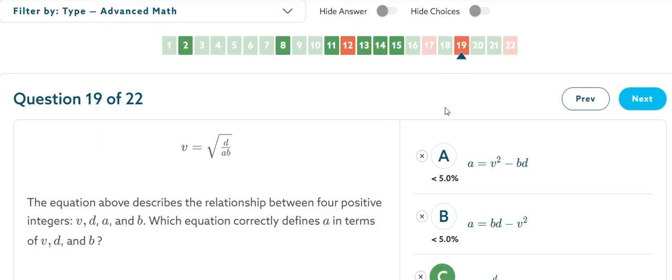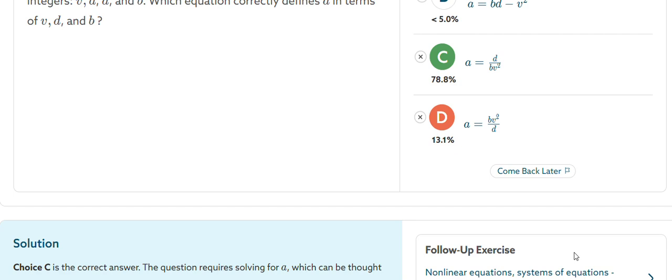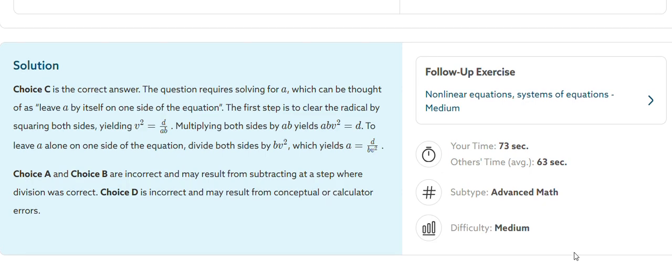Let's take a look at number 19. I can see that on number 19, I chose D, along with 13.1% of other students, but the correct answer was C. When I scroll down even further, I get an explanation about how I answered it and what the correct answer should be, as well as a comparison to how much time other students spend on this question.